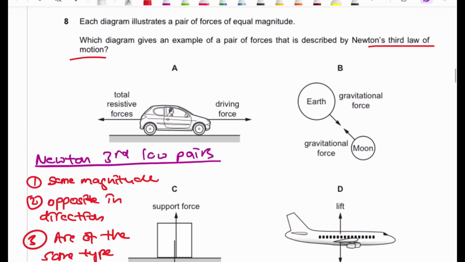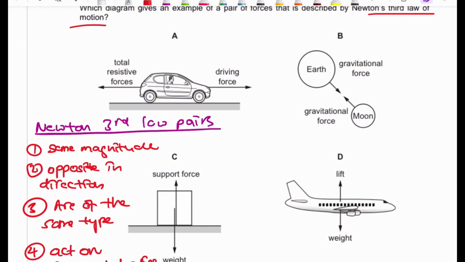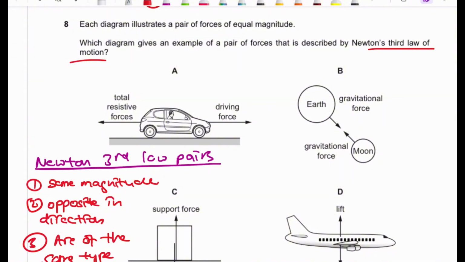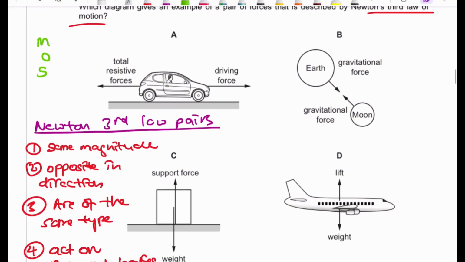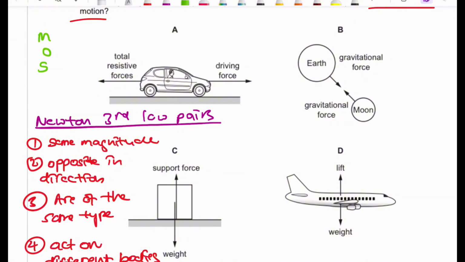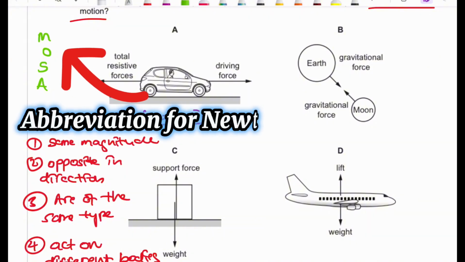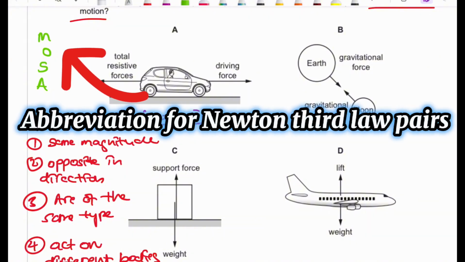Now I need you to have your checkbox and tick these things through. Are these forces the same magnitude? Okay, so we're just going to have a little acronym that we can use. It's M, your O, your S, and your A. Okay, so MOSA: magnitude, opposite in direction, same type, act on different bodies.